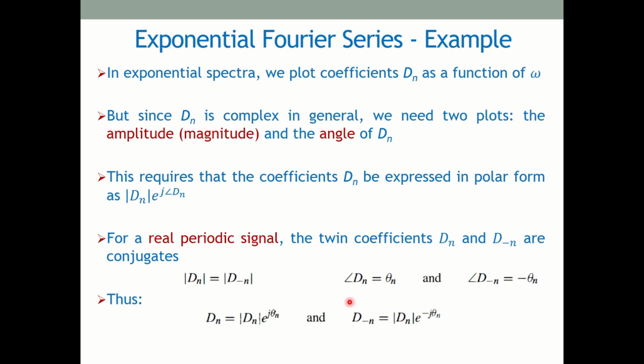Similarly, the angle of dn is theta n, and the angle of d minus n is minus theta n. Which means that dn is equal to this coefficient and the exponential term, and d minus n is the coefficient or the contribution, and e to the power minus j theta n. Right, so this relation is true specifically for periodic signals only.